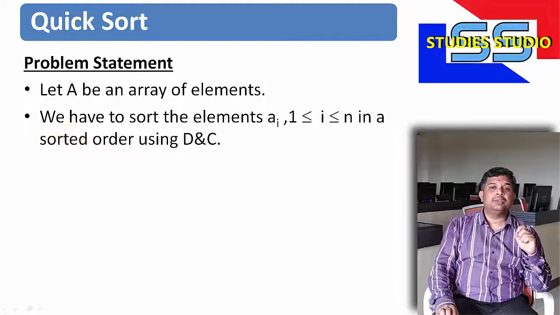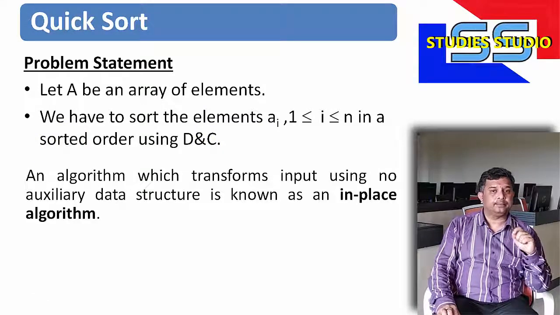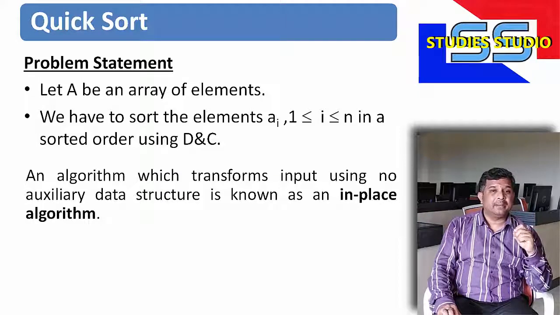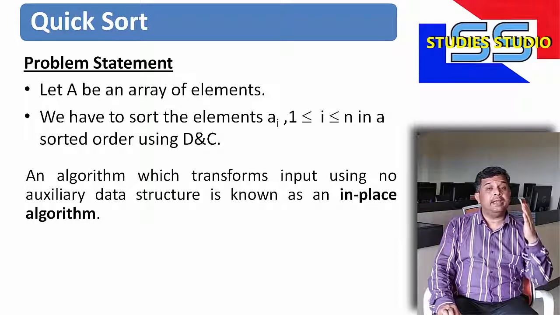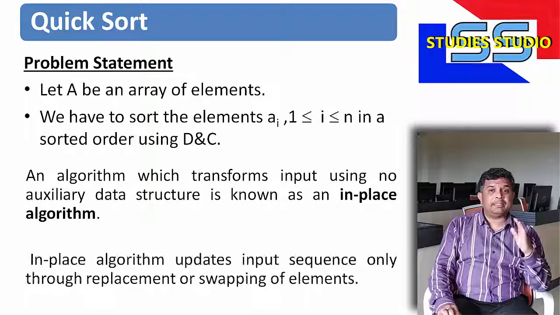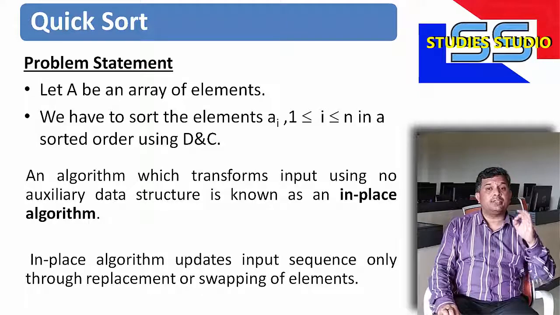The basic problem statement is, if an array A is given, then we need to sort the elements of the array using the divide and conquer method. Quicksort is an in-place algorithm because while sorting we don't need any additional data structure for intermediate saving. So an in-place algorithm updates the input sequence only through replacement or swapping.